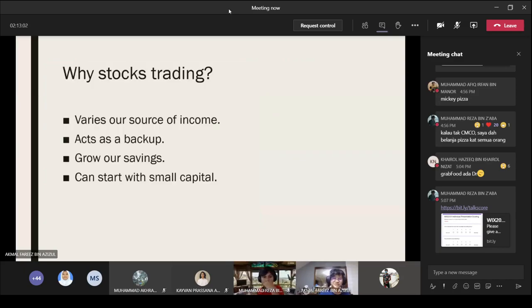So why stock trading? First of all, I just Googled it, in case those who don't know so much about stock trading. Stock trading refers to the buying and selling of shares in a particular company. If you own the stock, you own a piece of the company. So that's much about it.